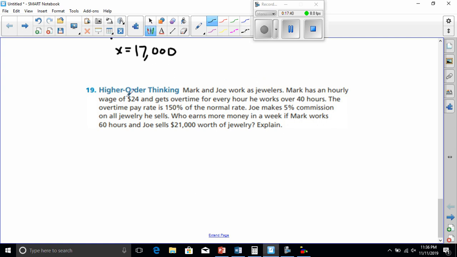Mark has an hourly wage of $24 and gets overtime for every hour he works over 40 hours. The overtime pay rate is 150% of the normal rate. Joe makes 5% commission on all the jewelry he sells. Who earns more money in a week if Mark works 60 hours and Joe sells $21,000 worth of jewelry? Well, we're going to have to work both Mark and Joe's wages here to figure this. Well, let's start with Mark.